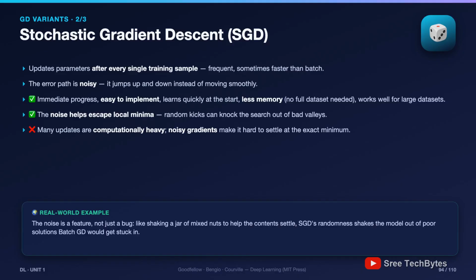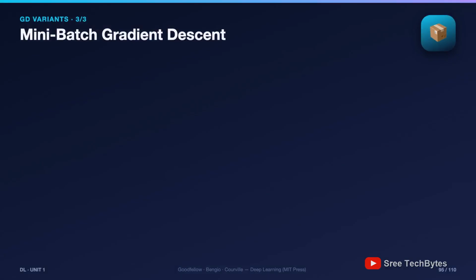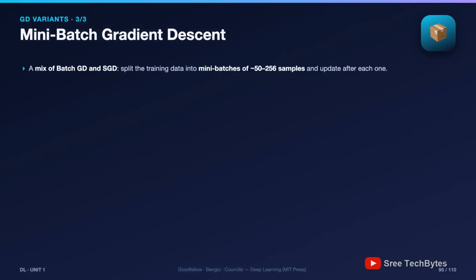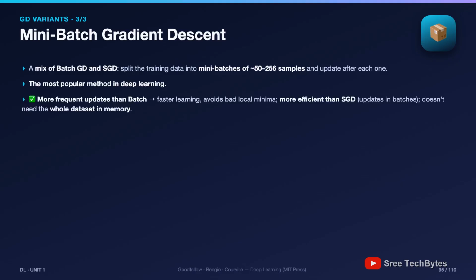Next slide. Variant 3, mini batch gradient descent, the Goldilocks solution and the undisputed champion of modern deep learning. The recipe: split the training data into small mini batches, typically between 50 and 256 samples, and update after each one. Why it wins on both fronts: updates come far more often than batch, so learning is fast and bad local minima get escaped. Yet each update averages over enough samples that the worst noise cancels out. More efficient than SGD, lighter on memory than batch.